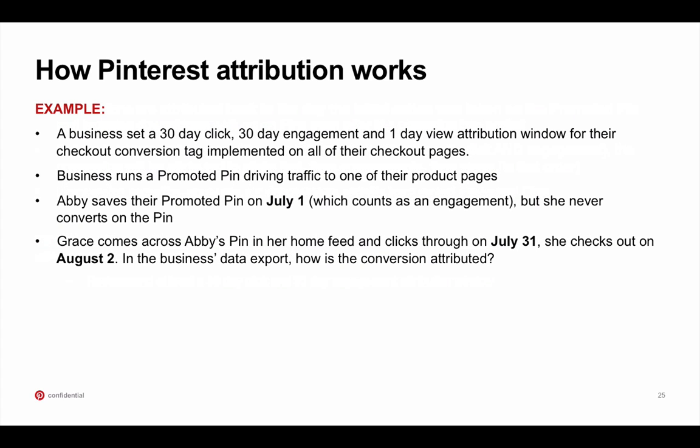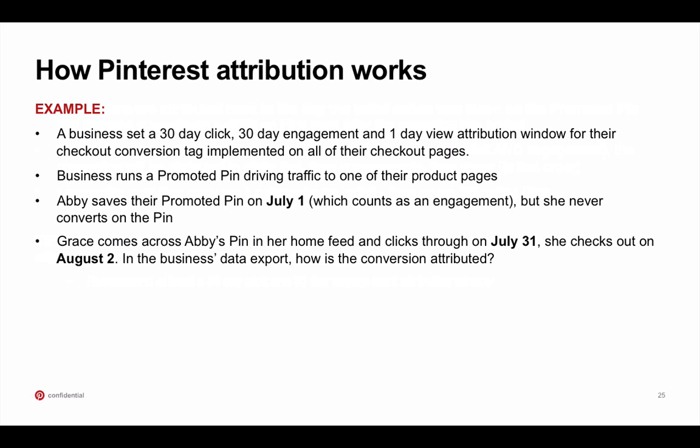So I'm going to give an example here. Say my business sets a 30-day click, 30-day engagement, and 1-day view attribution window for my checkout conversion tag that I implemented across all of my checkout pages. And I run a promoted pin driving traffic to one of my product landing pages containing this tag. My colleague Abby comes across my promoted pin and saves it on July 1st, and this counts as an engagement, but she never actually converts on the pin.